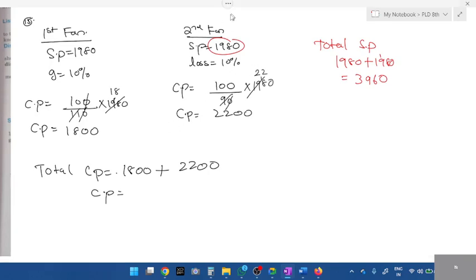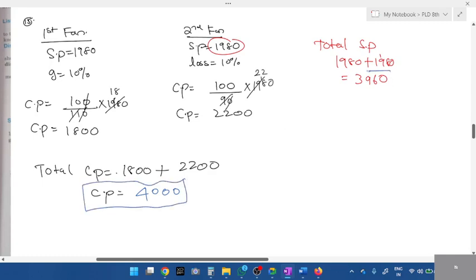Below total cost price, write even total selling price 3960. So total cost price will be 4000. Is it loss or profit? Loss, right? Okay. Find the loss and also the loss percent.